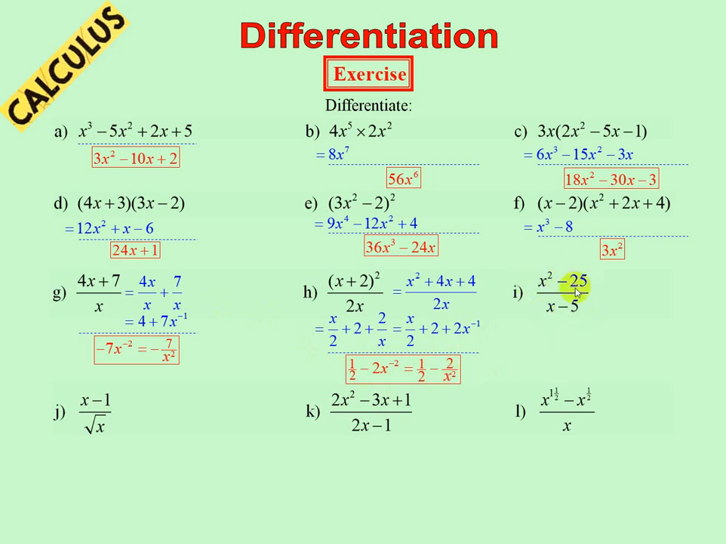This one here, binomial divided by binomial, but we can factorize the top line, difference of squares. X minus 5 cancels, we're left with x plus 5, and now we can differentiate.